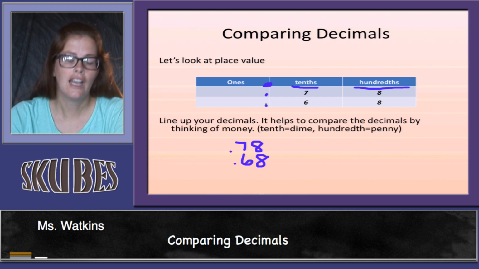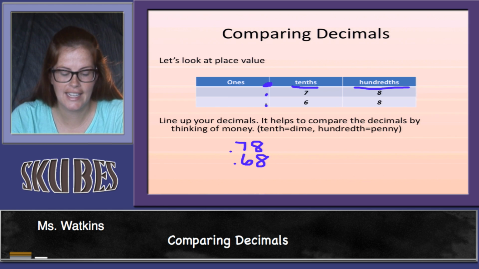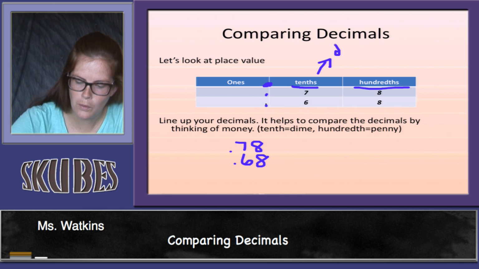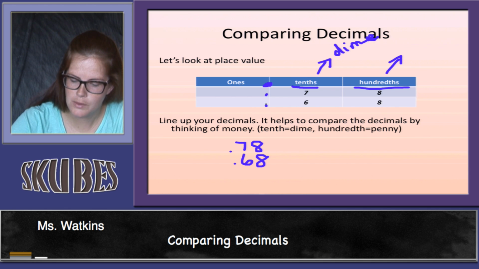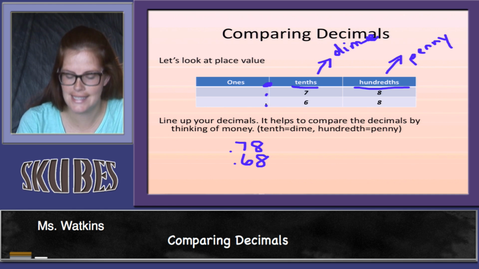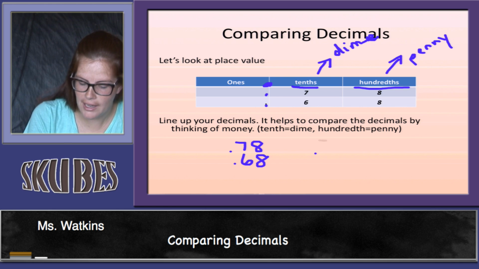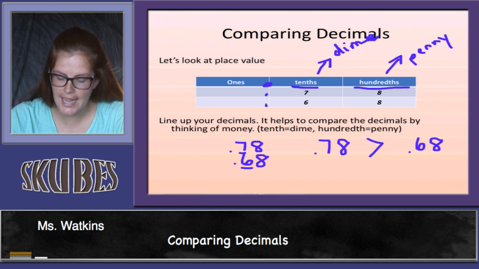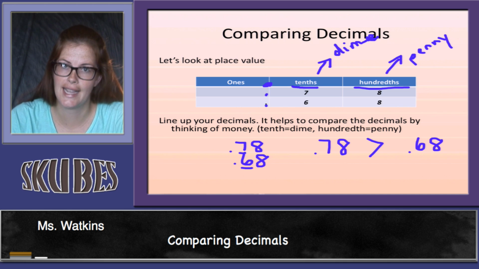Okay, it helps to compare the decimals by thinking of money, okay? Your tenths place when dealing with money would be a dime. And your hundredths place when dealing with money would be a penny. So if I was going to look at this in terms of money, this would be 78 cents and 68 cents. And so to compare these, after we've lined them up, we see that our 7 is greater than our 6. So we would say 78 hundredths is greater than 68 hundredths.